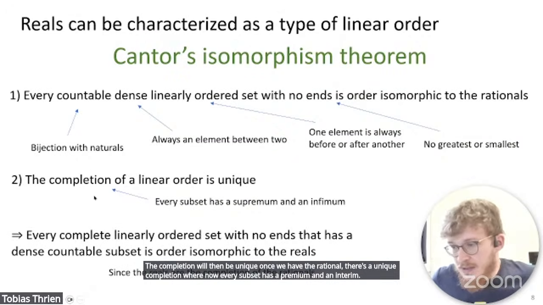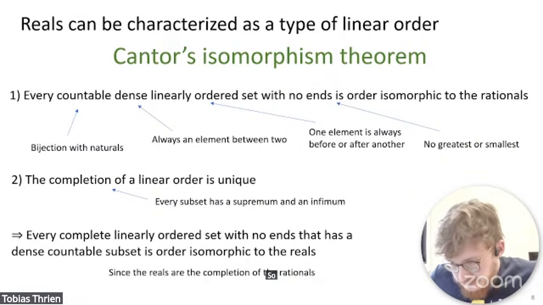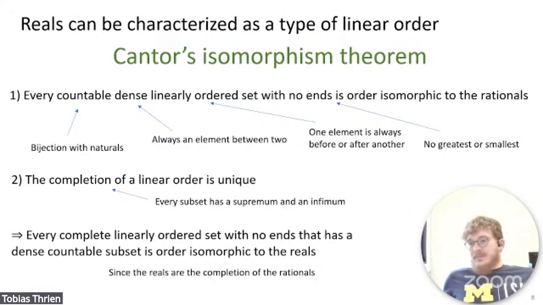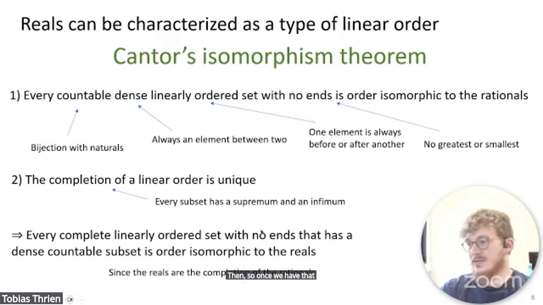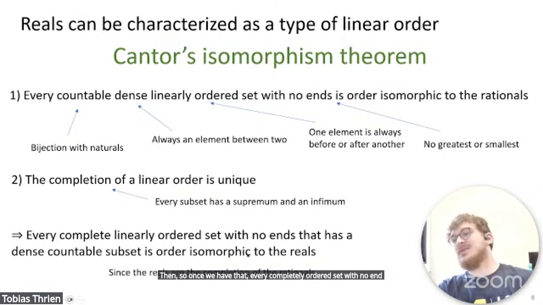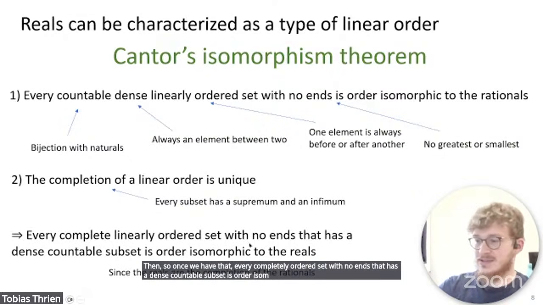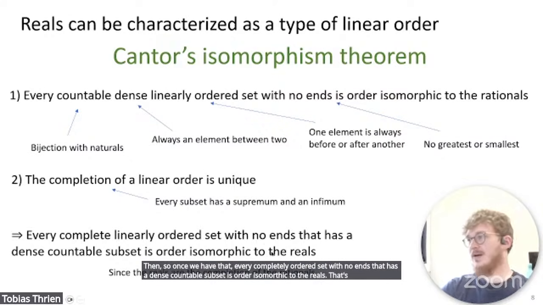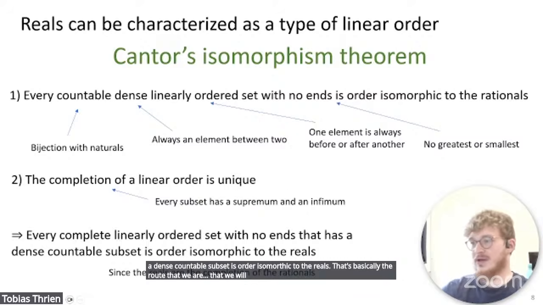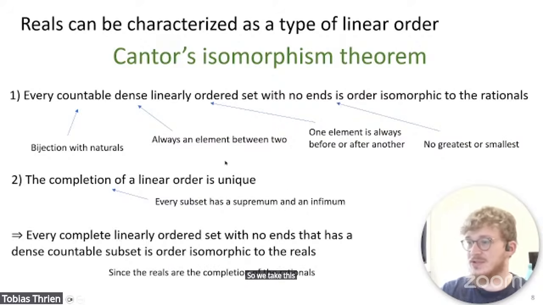So once we have that, every complete linearly ordered set with no ends that has a dense countable subset is order isomorphic to the reals. That's basically the route that we will take to recover them. So we take this as our definition, essentially, of the reals.